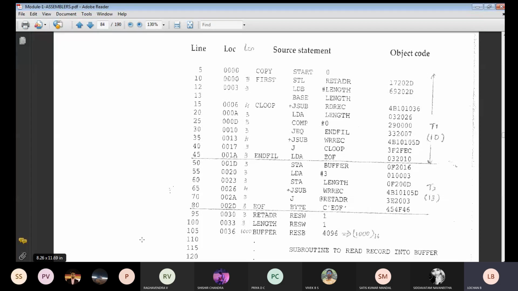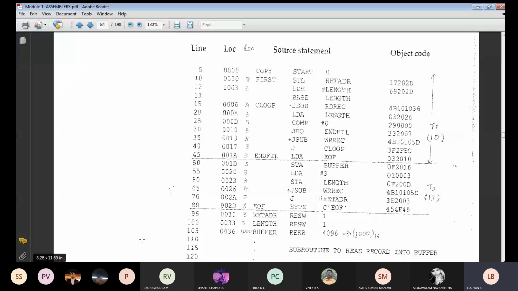First, you should know the difference between your format 3 and format 4. I showed you the formats also. In the format 3, you will be getting opcode 6 bits and N, I, X, B, P, E and the displacement value. The displacement value will occupy how many bits? 12 bits it will occupy.